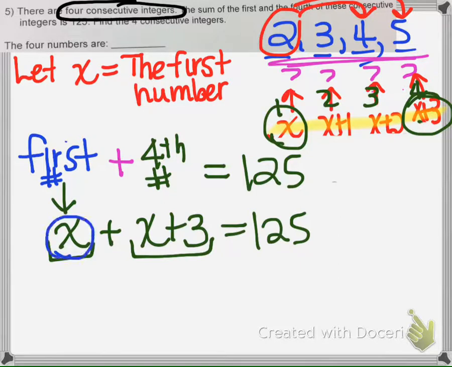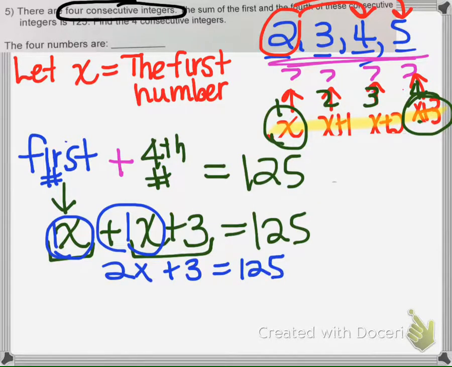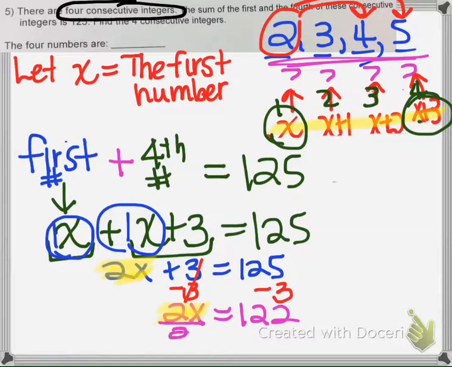So we're going to go ahead and combine like terms. x plus x, 1x plus 1x is 2x. And then we're going to isolate that variable term by subtracting 3. And then we have 2x equals 122. And then lastly, we're going to get rid of this 2 here, we're going to divide by 2. And we get that x equals 61.